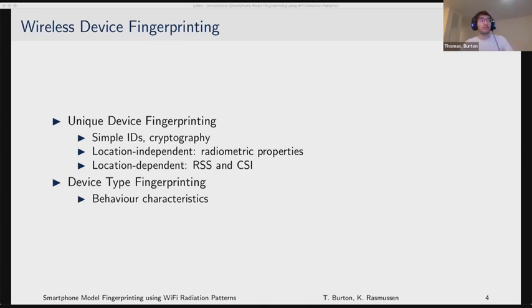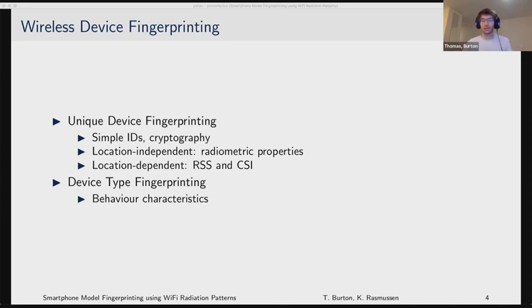The next kind of category we can have, I forgot to mention the problem with location independent techniques is they don't really work in a mobile context. So that's an issue. So the next kind of category is device type fingerprinting. And unlike before, where we were just trying to identify each device completely uniquely, device type fingerprinting aims to kind of classify a device into groups based on some element of their hardware or software. So we could try and categorize iPhones or a particular brand of access points, something like that.